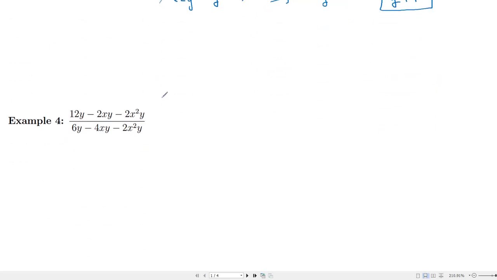Moving on to our next example, we have 12y minus 2xy minus 2x squared y. So what can we factor out here? Well, we can definitely factor out a 2. So we have a 6y minus xy minus x squared y. And the denominator, can we factor out anything here? Well, we can factor out a 2 as well. And we would be left with 3y minus 2xy minus x squared y.